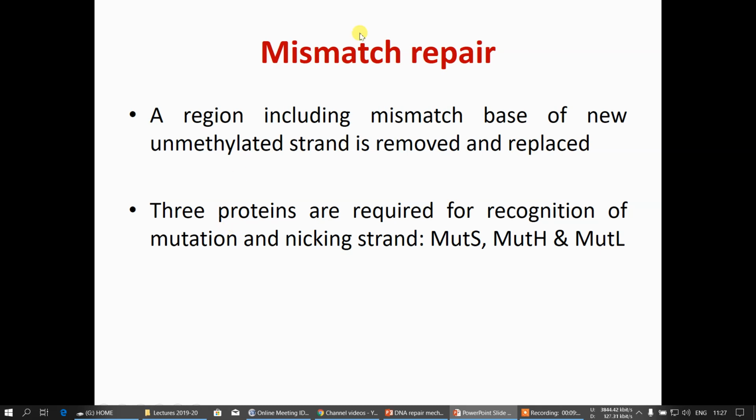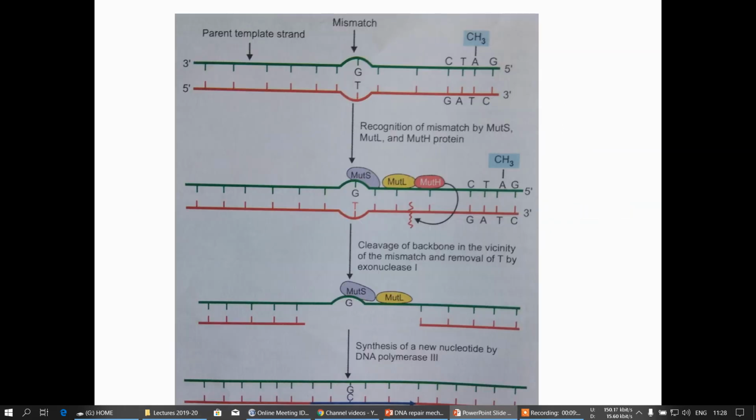For this activity in mismatch repair, three proteins are mainly required for recognition of the defect and to make the nick sealing: MutS and MutL. These both recognize the mutation, and the nick is sealed by the DNA ligase enzyme. So this is the mismatch repair.